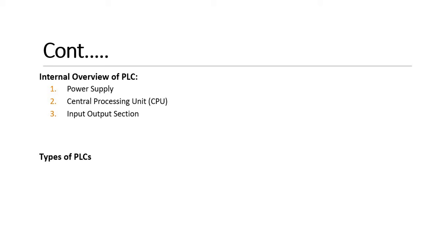And the third part is input-output section. Basically this section is the one from where PLC communicates with the external world. We can attach sensors to the inputs of PLC and can operate our motors, actuators from the output of PLC.